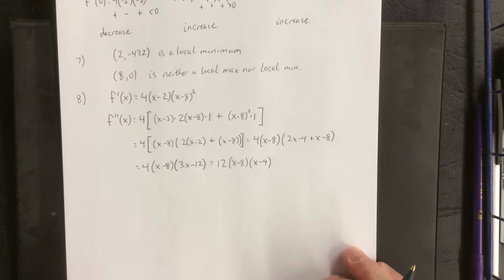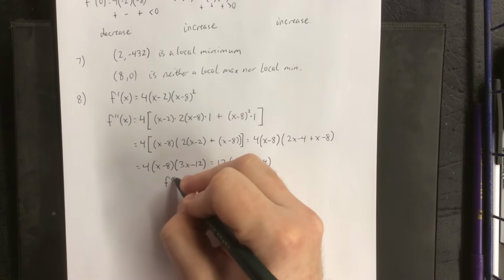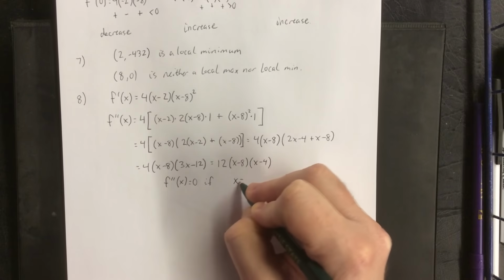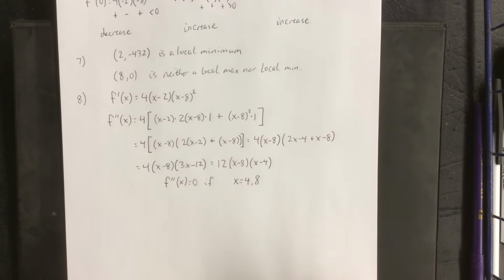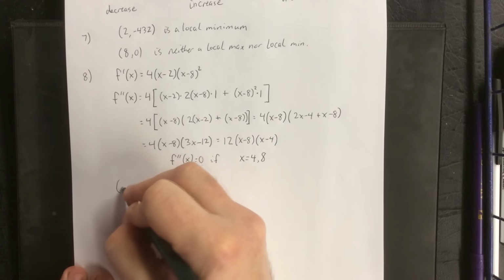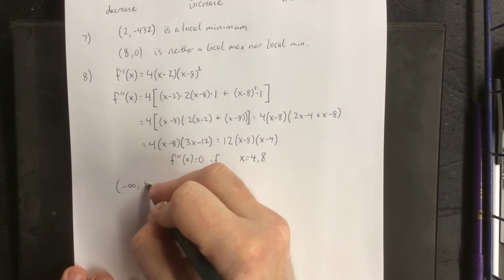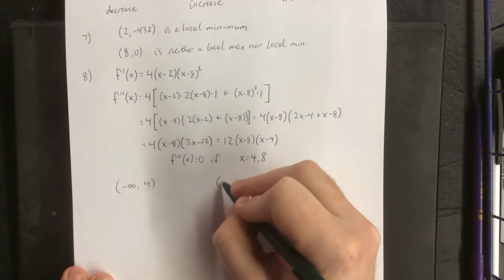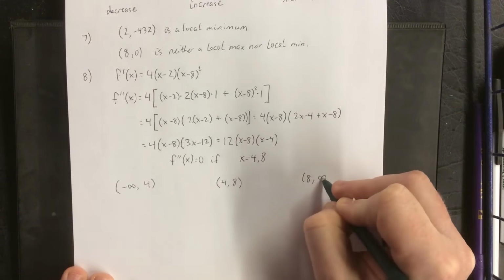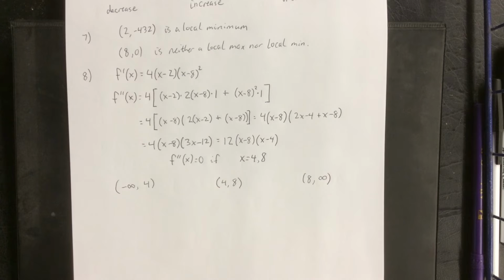This tells me that the second derivative is going to be equal to 0 if x is either equal to 4 or 8. So for intervals of concavity, we would be looking at negative infinity to 4. I'm going to space these out a little bit better this time. 4 to 8, as well as 8 to infinity.